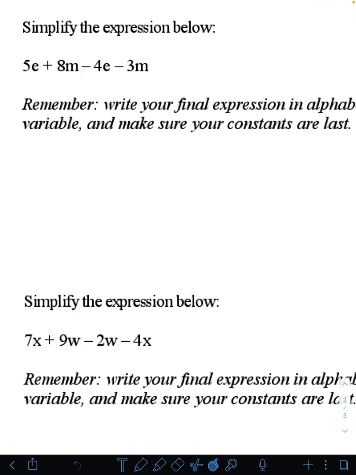Now this stuff is really as hard as I can make this kind of combining like terms, and that's if I have two variables. But the rules are just the same: identify, collect, combine. If you can do that, and please, please, please do that, you will do fine.